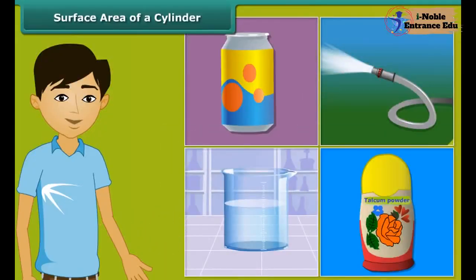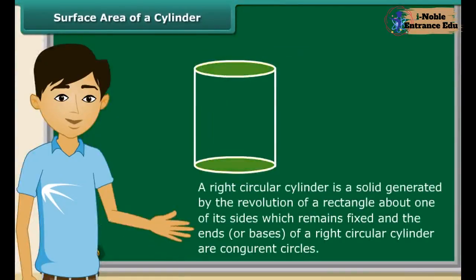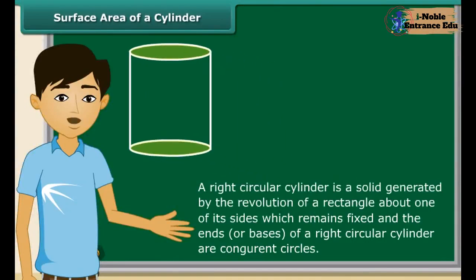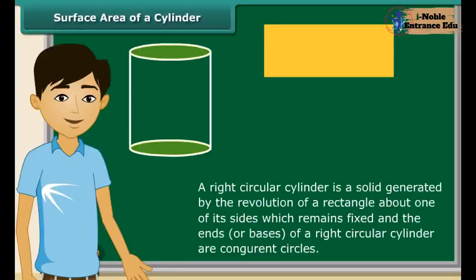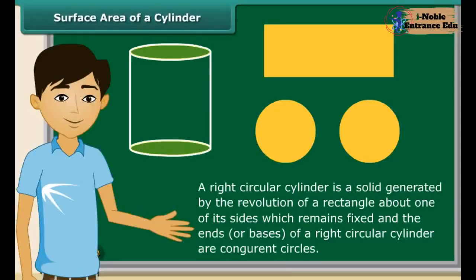You must have come across many solids like tin cans, water pipes, beakers in the laboratory, powder box, which are right circular cylinders. Here you would wonder, what is a right circular cylinder? A right circular cylinder is a solid generated by the revolution of a rectangle about one of its sides, which remains fixed, and the ends or bases of a right circular cylinder are congruent circles.